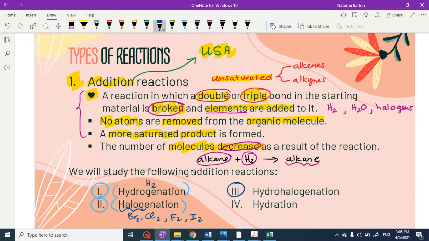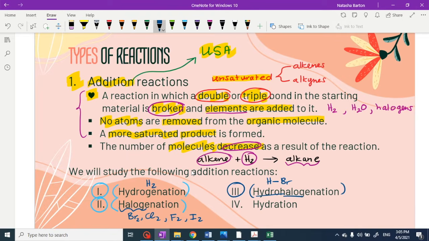Number three, we have hydrohalogenation. In hydrohalogenation, we have some hydrogen atom that is connected to a halogen atom, and we are going to be adding a hydrogen atom and a halogen to our unsaturated compound.